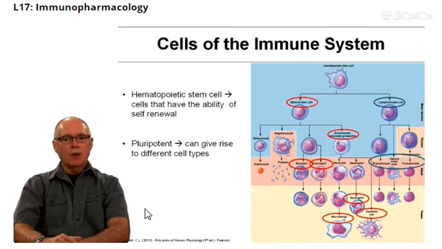NK cells are important in fighting viral infections. NK cells kill by the same mechanism as cytotoxic T cells, but they tend to respond before B and T cells, making NK cells an important part of the early innate immune response as well.